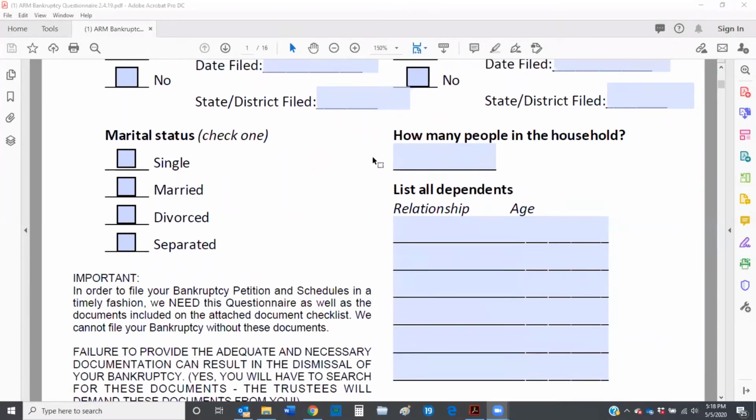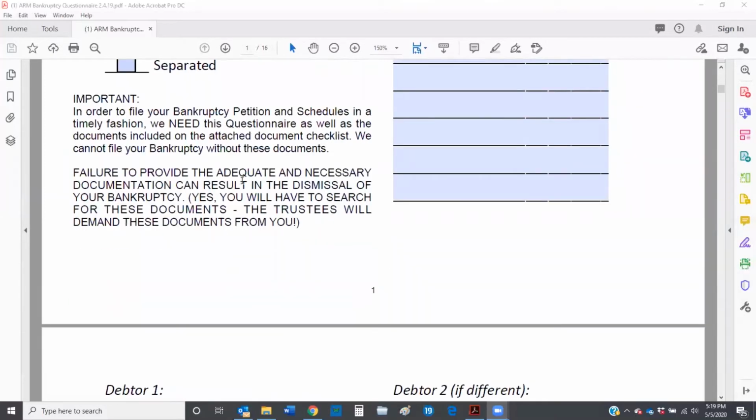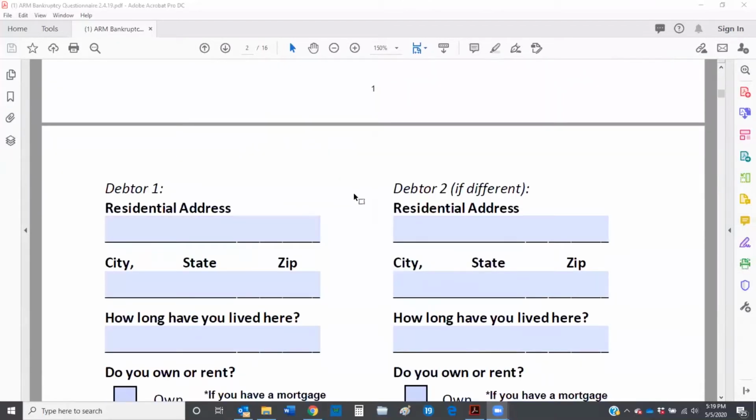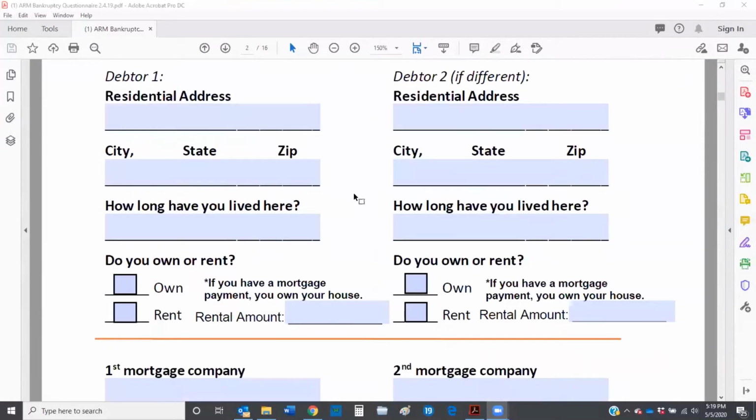Please take into consideration children, grandchildren, cousins. You're going to list their relationship as well as their age. There's a couple little notes here. Please read them. It's very important that we have all of the information that we've requested to quickly put together your petition. Moving on to the next page, it talks about your address.